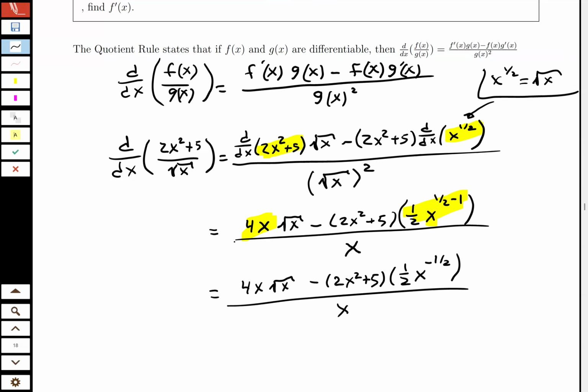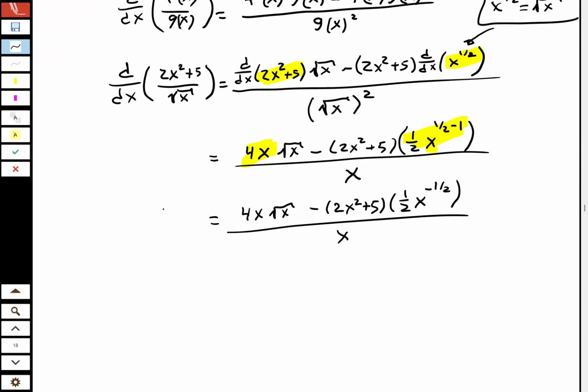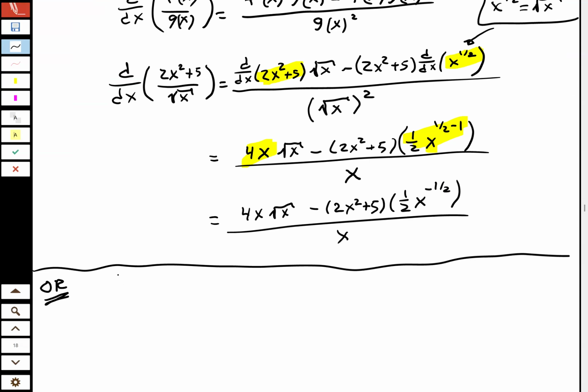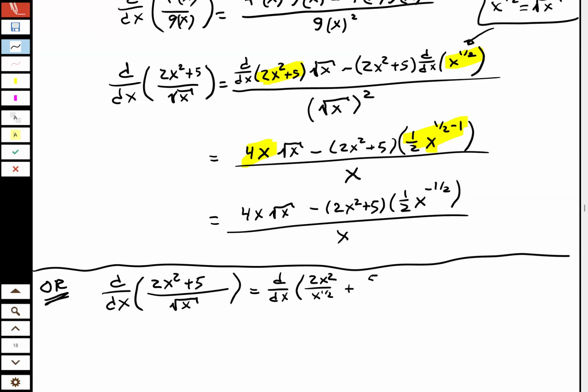I'm wondering if I could have done this slightly different where I didn't have to use the quotient rule. So I actually want to show you another method for doing this same problem. Going back to an earlier tip, which is whenever possible, we should really try to simplify our functions first before taking the derivative. So I could write that square root of x as the 1/2 power. So I have 2x squared over x to the 1/2 power, and I have 5 over x to the 1/2 power.